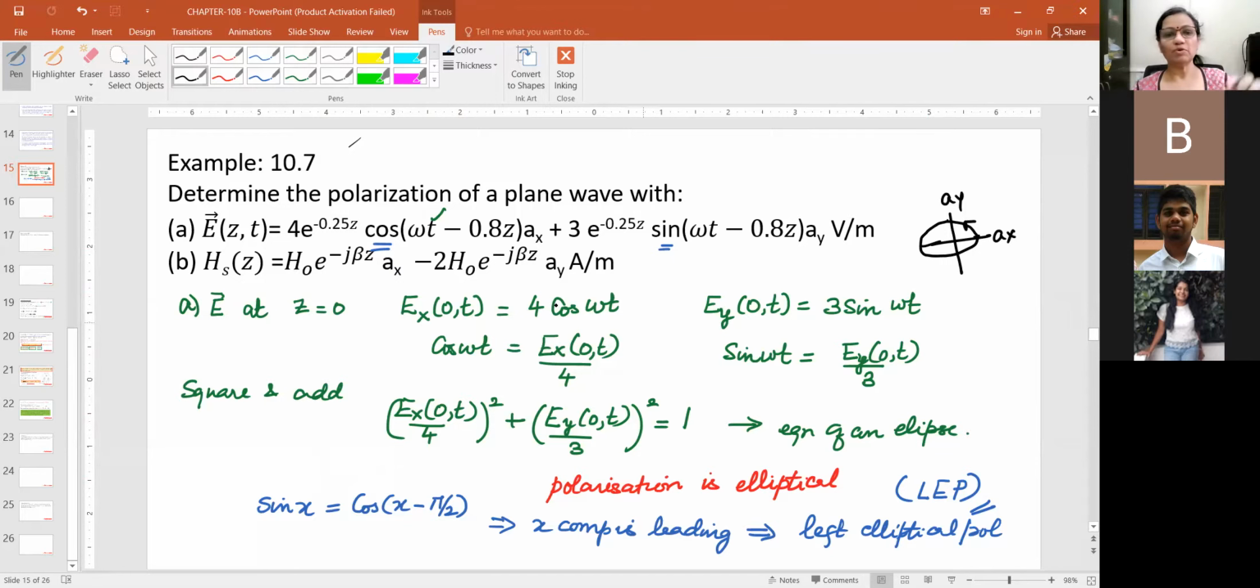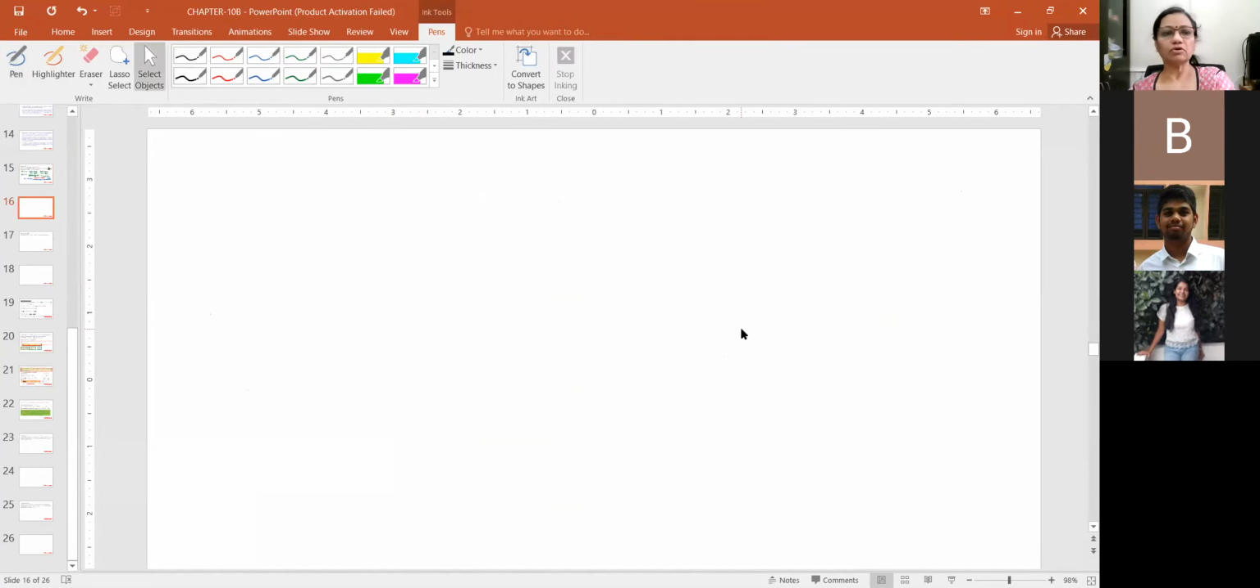When we go to the next problem, you can straight away see that what is given here is the phasor representation. And the next thing is it is given in terms of magnetic field. Both of these we don't want. So now how do we do this problem?